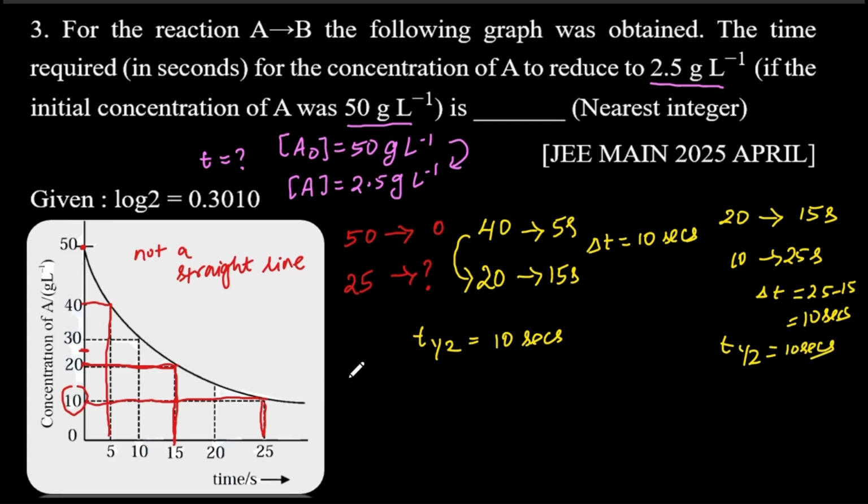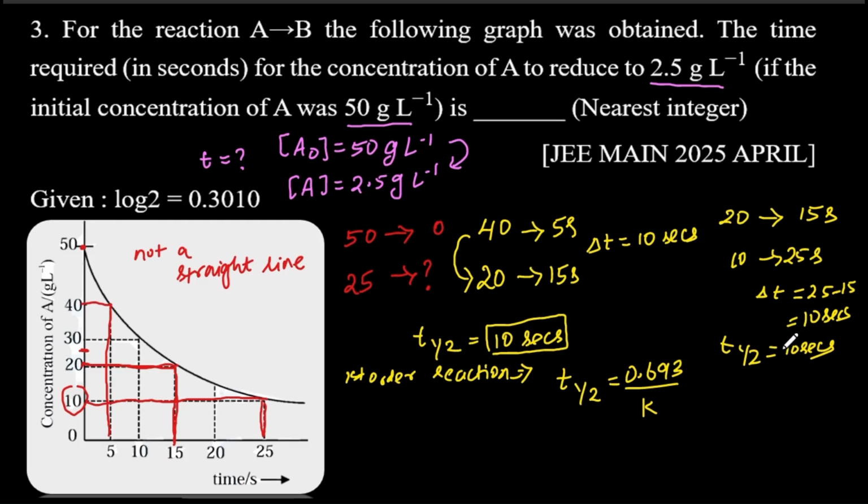We know that for a first order reaction, half-life is given by the formula T half is equal to 0.693 divided by rate constant, and it does not depend on the concentration. So here also the half-life is the same, and whatever the concentration, you are getting the same half-life. So it tells that it is a first order reaction.